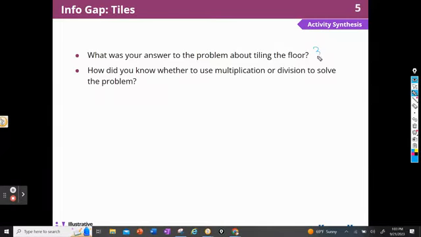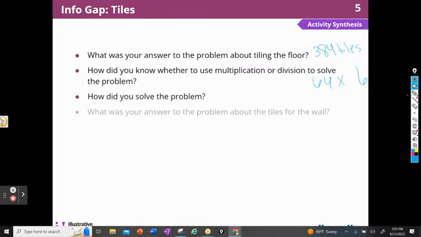Well, it depends on how you decided to solve it, right? I used multiplication. I used multiplication to solve it. I did 64 square feet times 6, and I got 384. So I used multiplication. How did you solve the problem?